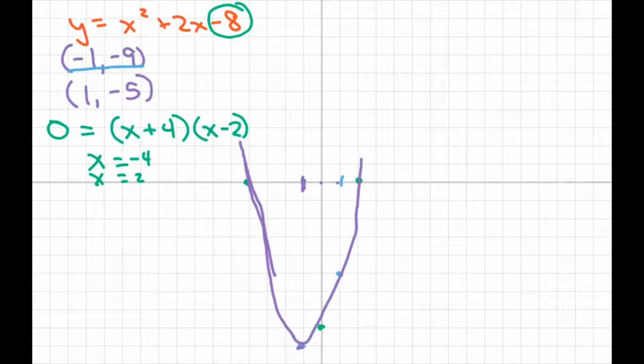Connect everything. And it's a bad graph. Let's see. So something like that goes through there, goes through here. All right. So basically that's the graph.